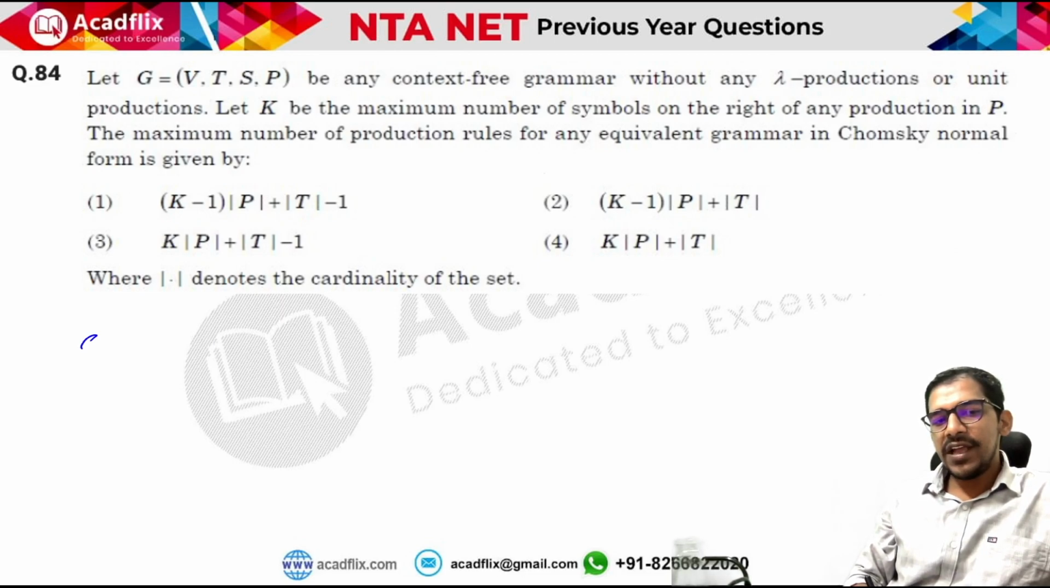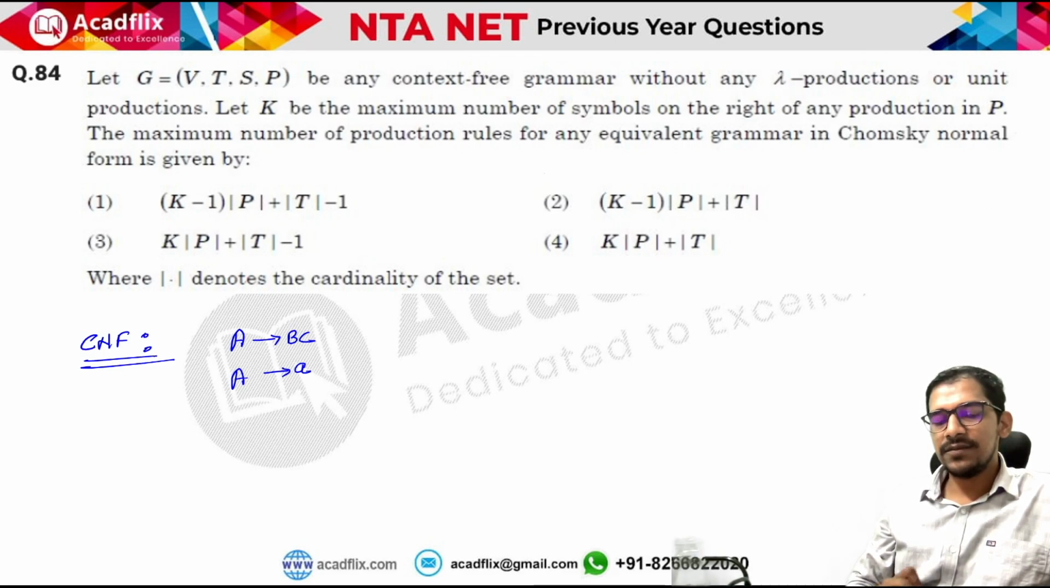So when we talk about CNF, it is a normalized form of a context-free grammar, just like GNF. So we have two normal forms, that is CNF and GNF. In case of CNF, the production rules can be only in this form, that is A tends to either two variables on the right hand side or a single terminal. This kind of grammar is called a Chomsky normal form grammar.